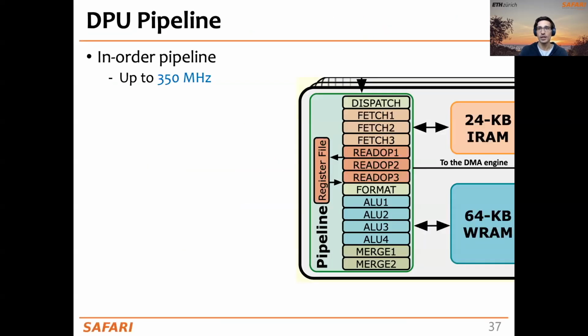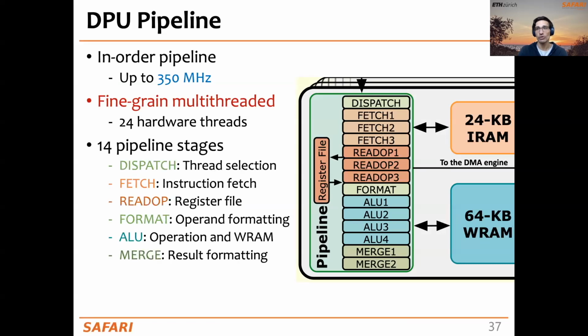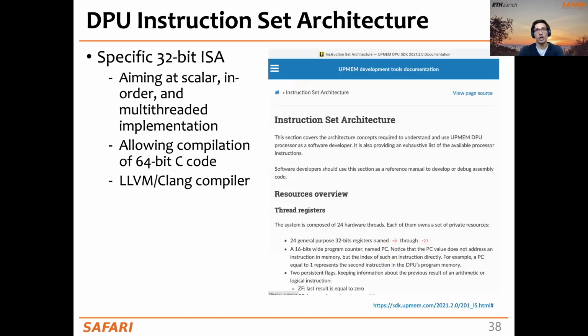So remember, the DPU pipeline is a fine-grained multi-threaded pipeline with up to 24 hardware threads and 14 pipeline stages. In this pipeline, we execute instructions from the ISA, the instruction set architecture. The DPU ISA is a specific 32-bit ISA, RISC style, but not RISC-V. It's aimed at a scalar, in-order, multi-threaded implementation and allows compilation of 64-bit C code as well. The compiler is based on LLVM and Clang.